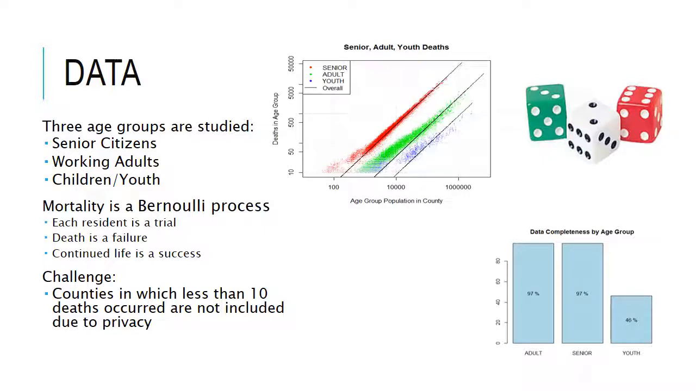So this can be seen in the data completeness by age group. Notice that for the youth age group, only 46% of the counties have data associated with it. Another aspect that you'll see is that there is clipping for those age groups in which there are less than 10 deaths.